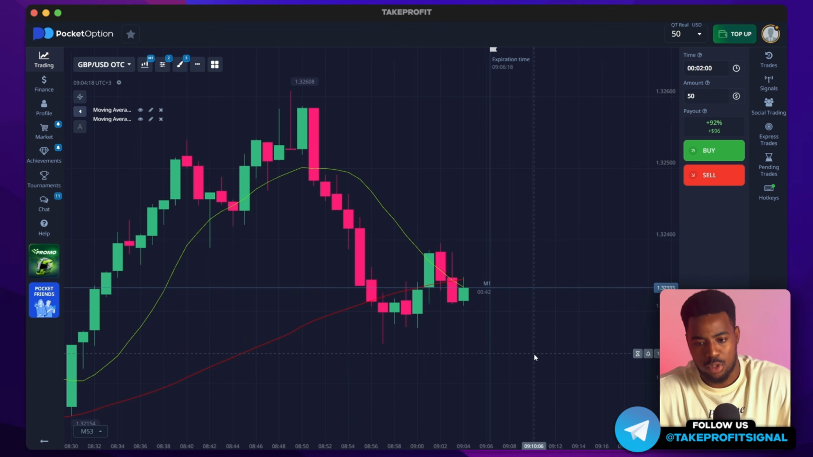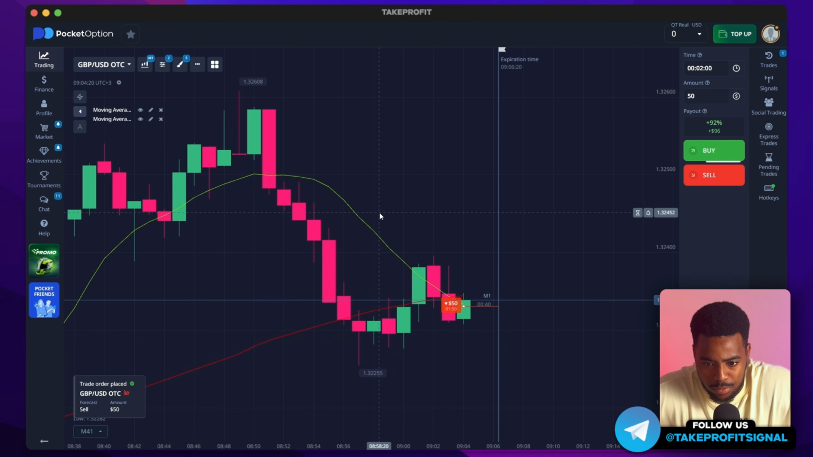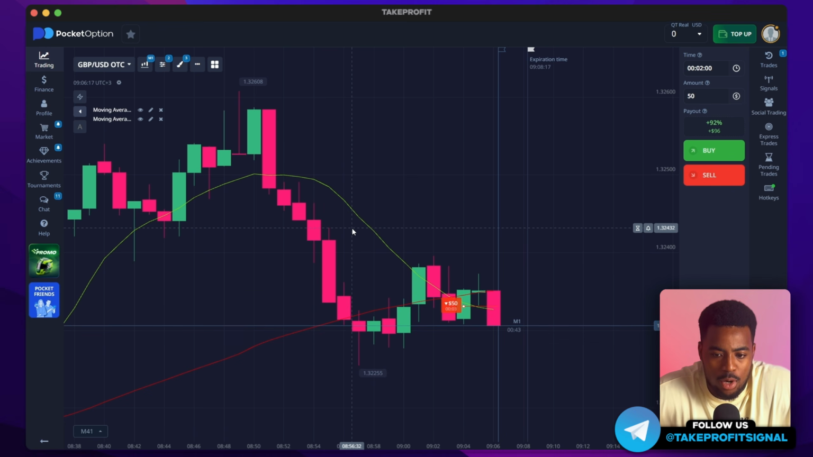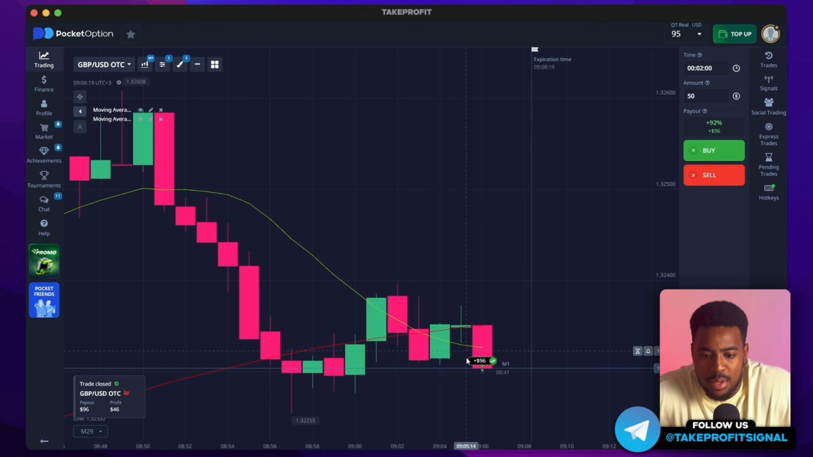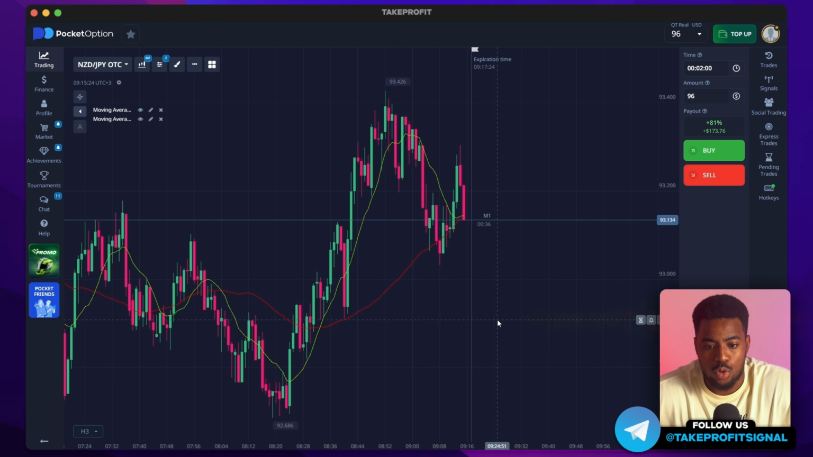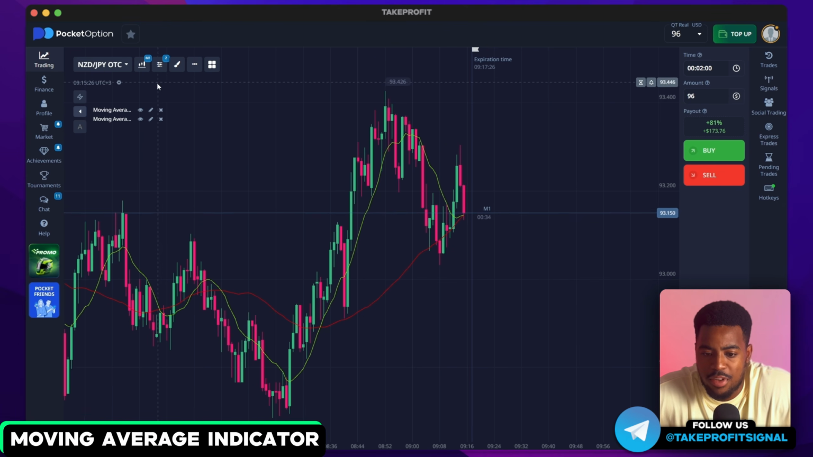So, I found a good entry point and I am opening a trade for a downward movement. Just look at how sharply the price has gone down. My balance is $96 and this is just the beginning. So, for trading, we will need the moving average indicator.